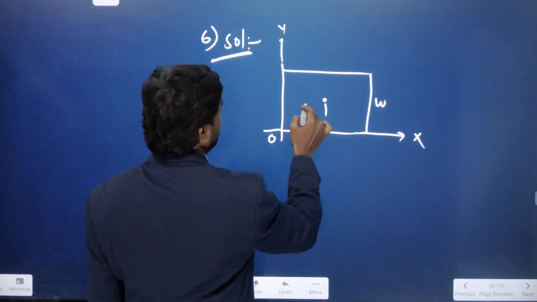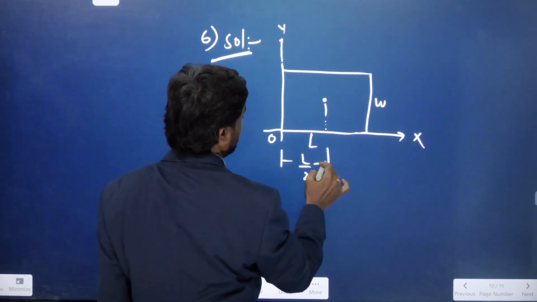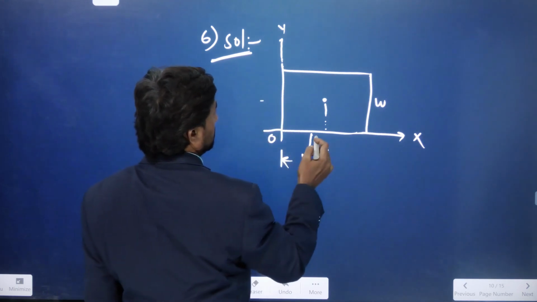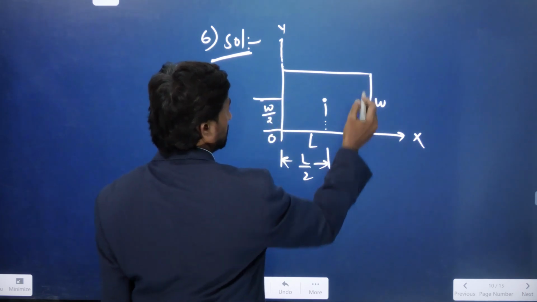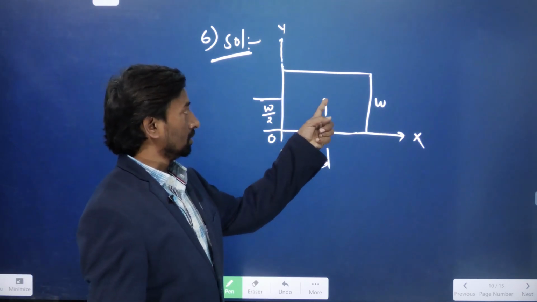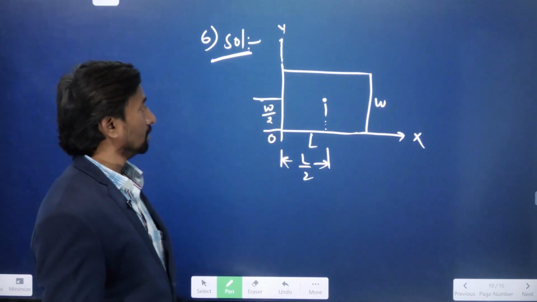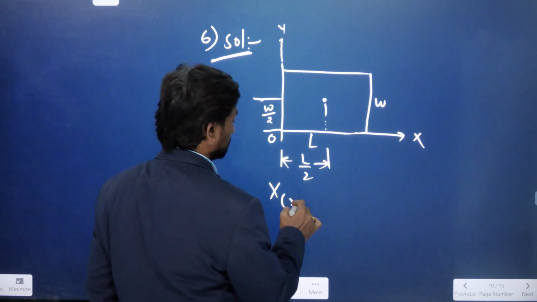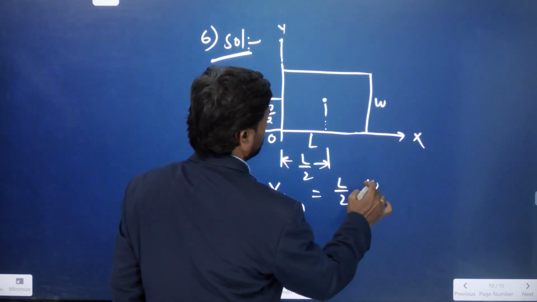From here to here, the distance is L by 2. And on the y-axis, the distance from here to here is W by 2, because the width is given as W, and the geometric center of this rectangle is exactly at the midpoint. So now the coordinates of the center of mass, XCM, are L by 2 comma W by 2.